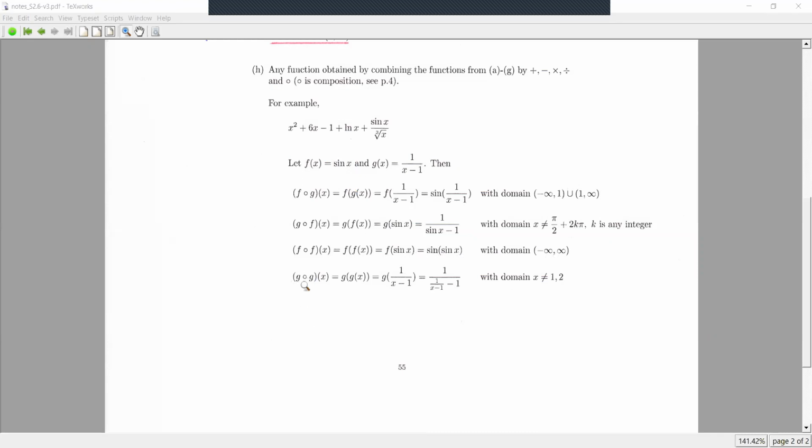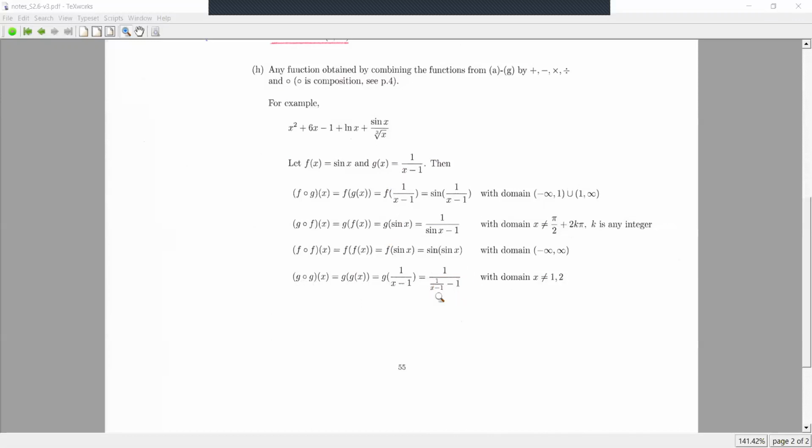Finally, g circle g. G circle g, this function is g of g of x. Plug in this in g of x, then we have this equation. Then how to get this function? In this equation, replace all the x, all the 2x by 1 over x minus 1. Then we have this equation. So g circle g is this function.